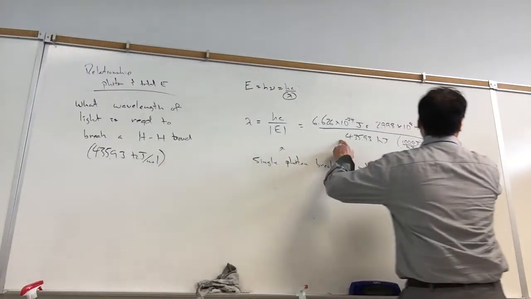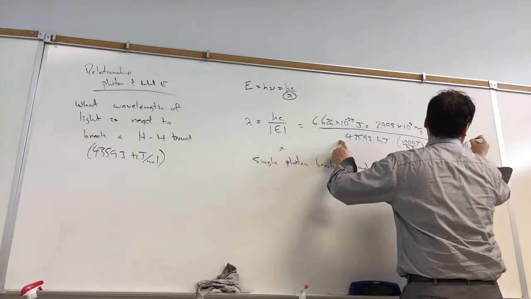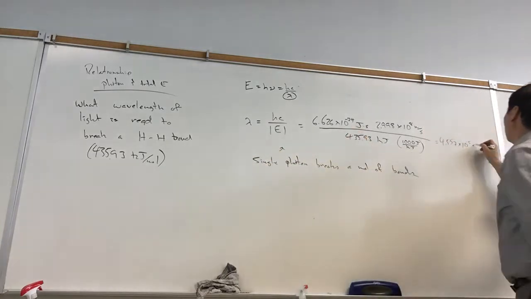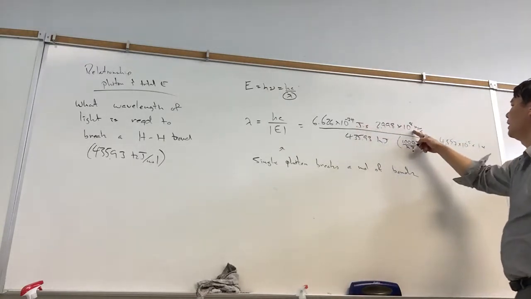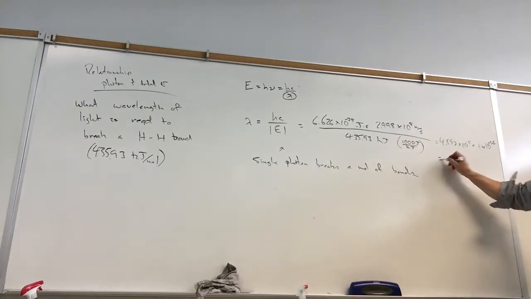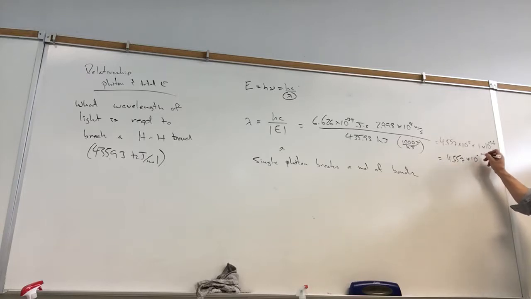4.557. I have to do one more thing. 4.557 times 10 to the negative fifth. This is not a scientific calculator. I'm going to multiply this times 1 times 10 to the minus 34 and 8, which would be minus 26, and then add these together. 4.557 times 10 to the minus 31 meters.